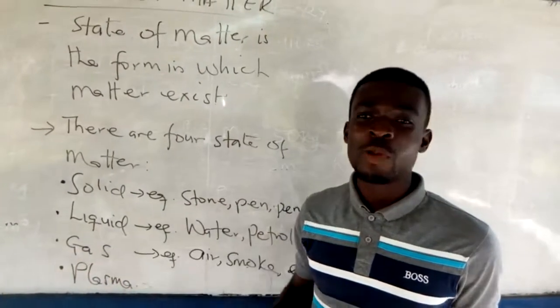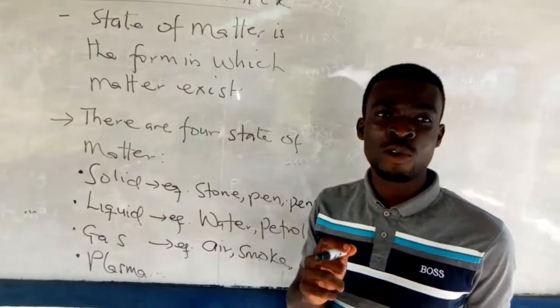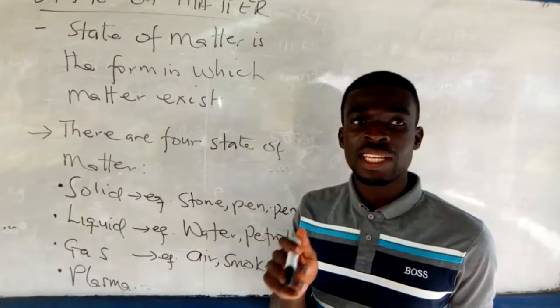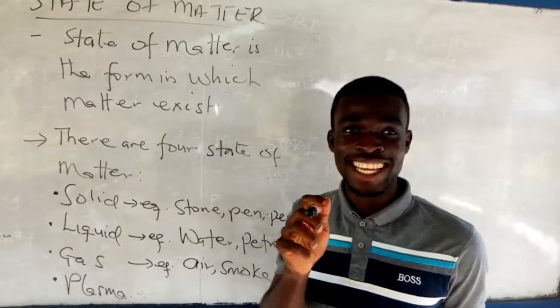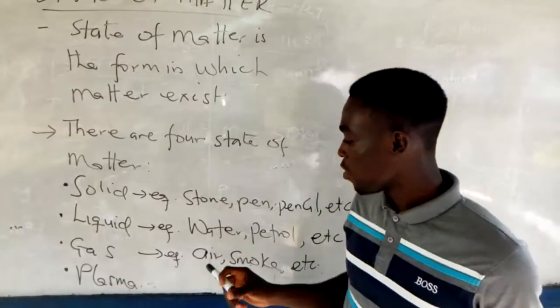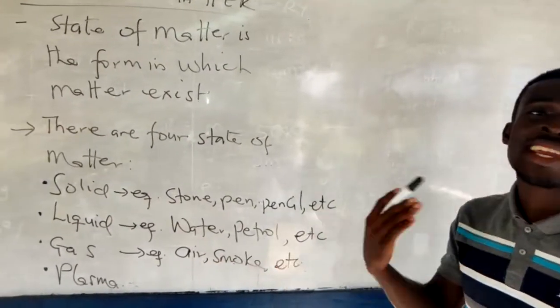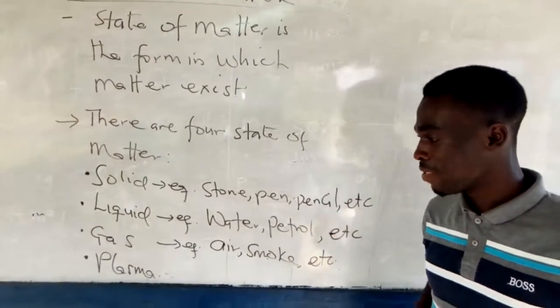Liquid. Liquid is a substance that has a fixed volume but no shape. They take the shape of their containers. Examples are water, petrol, kerosene.